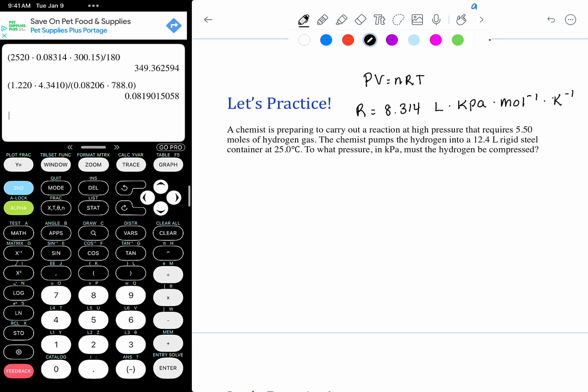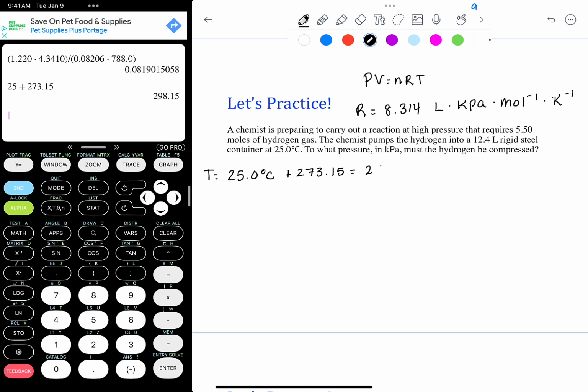To start this problem, the only variable we need to change in terms of units is our temperature. So we need to take T and go from 25 degrees Celsius and add 273.15 to it in order to convert it to Kelvin. 25 plus 273, we get 298.15 Kelvin. So now we are prepared to plug in our values and solve for pressure.